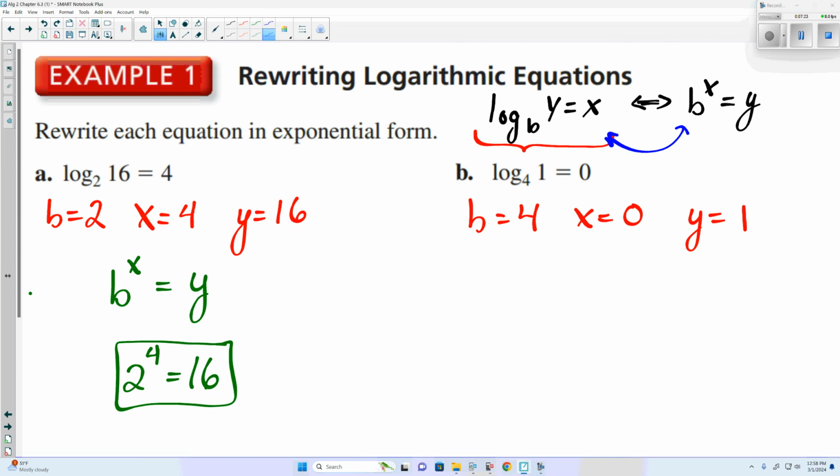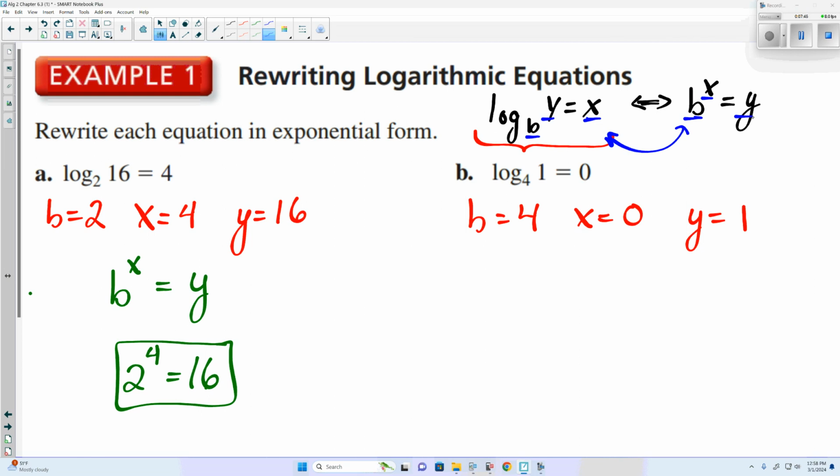Because there are ways to apply the properties of logs to our b to the x equals y to get it into that form, to go from one to the other. But the main thing we're going to focus on now is just how they line up. Okay, so our b and b, x and x, y and y.